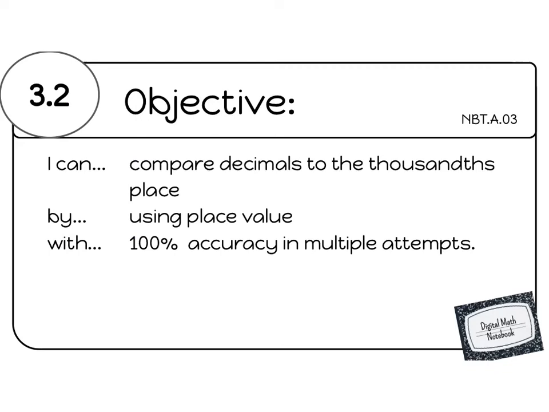Our objective for today is: I can compare decimals to the thousandth place by using place value with 100% accuracy in multiple attempts. Please pause and type the objective into your digital math notebook. Remember that we need the I can and the by, but we do not need the with statement. Pause and type that now.